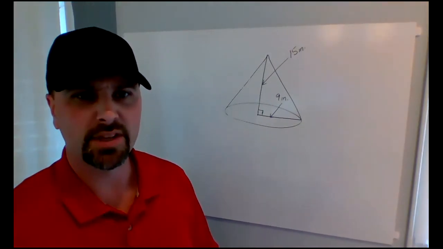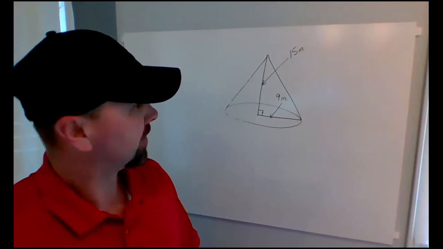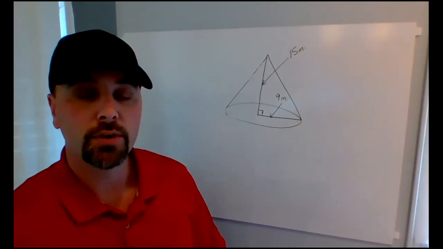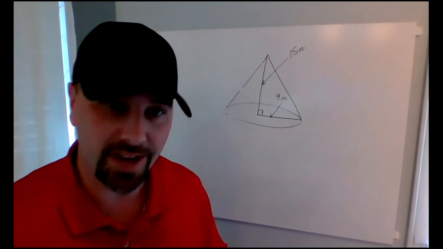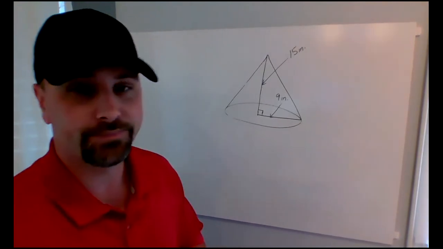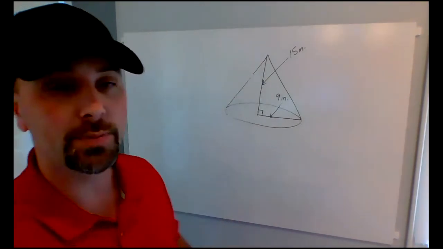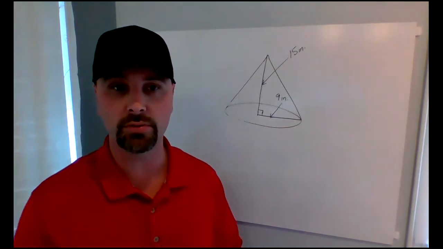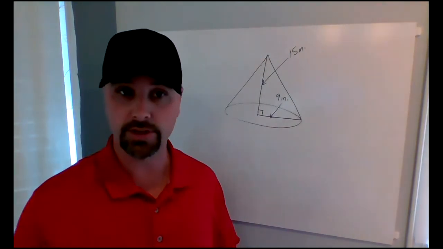All right, so you can see my drawing. Looks pretty bad in the video, but I don't know. It's a cone. When you think of a cone, I want you to think of an ice cream cone. Basically what it looks like. This one would be an upside down ice cream cone, but regardless, it's a cone.